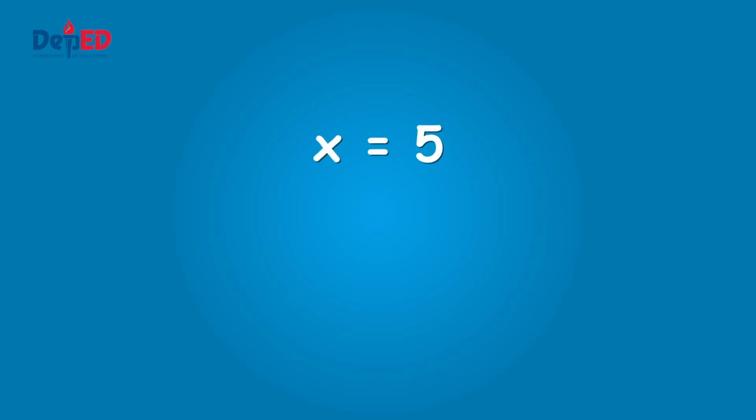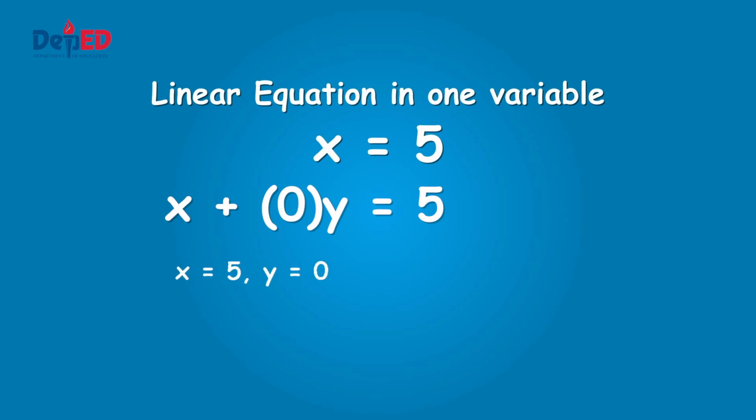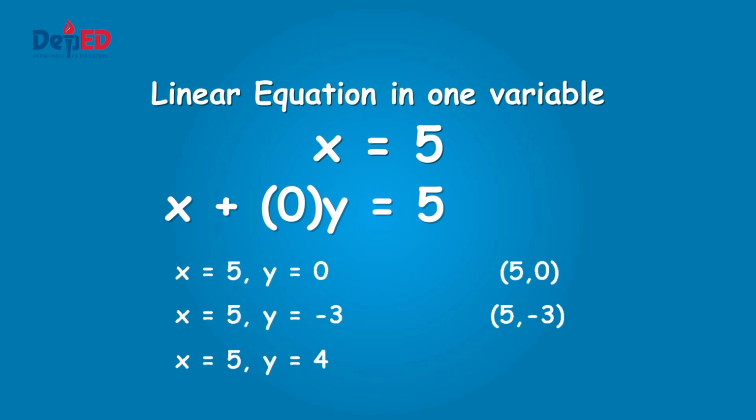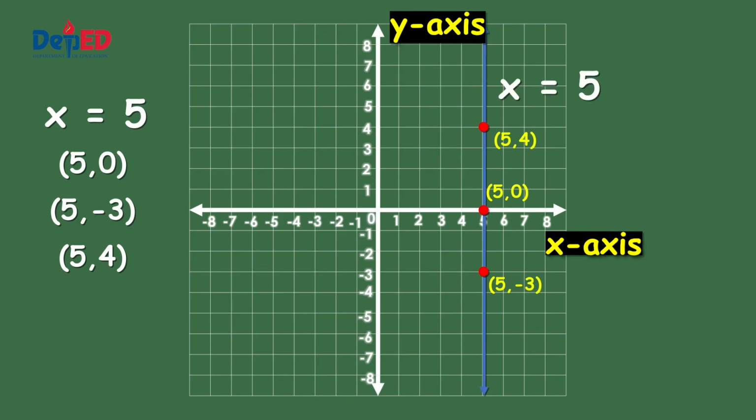Next, what if the equation is x equals 5? Is this a linear equation? Yes, we call this a linear equation in one variable, since it is of degree 1 with one variable. This equation can be expressed as x plus 0y equals 5 and has solutions where for any value of y, the value of x remains to be equal to 5. So how does the graph of this look like?